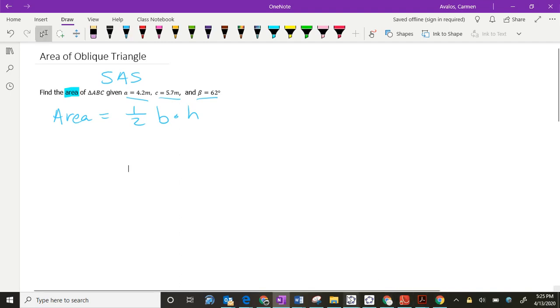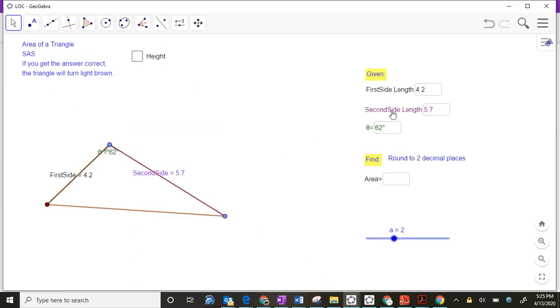Let me try to explain it a little bit with what we have here. The first side is 4.2, the second side is 5.7. That's this side right here, and then this side right here. Then we're given the angle beta, or in this case I call it theta. We're not given this side and that side, because in the other one we were given A and C and then beta. That's the angle in between.